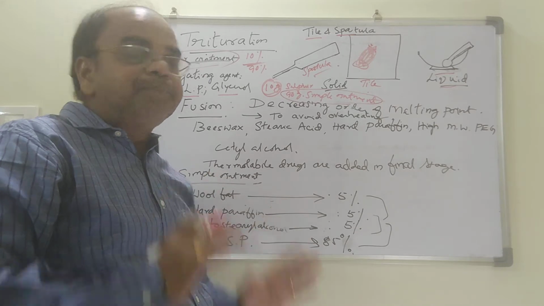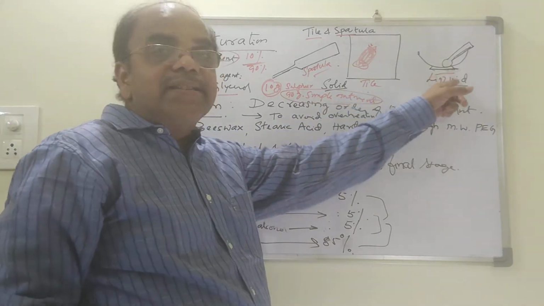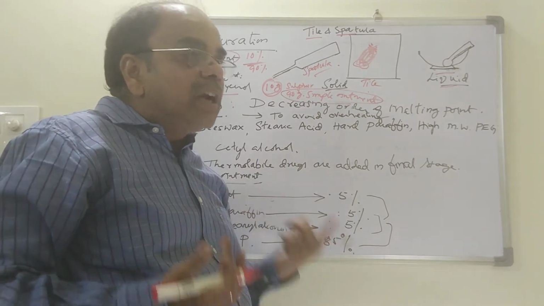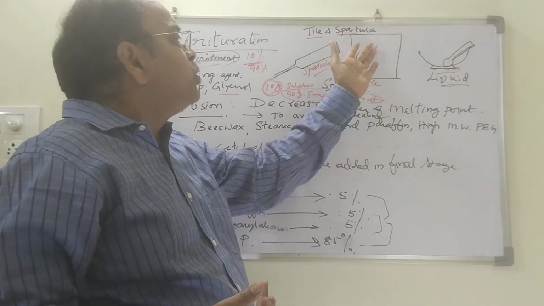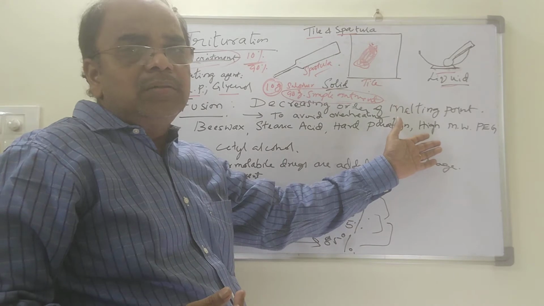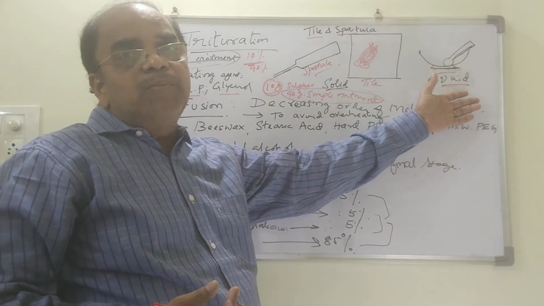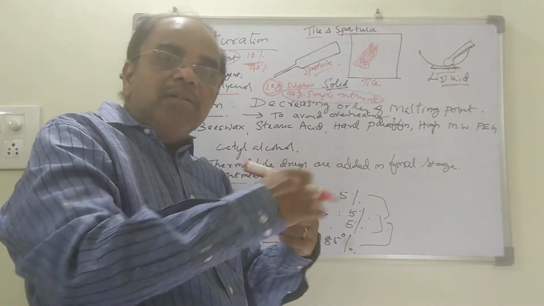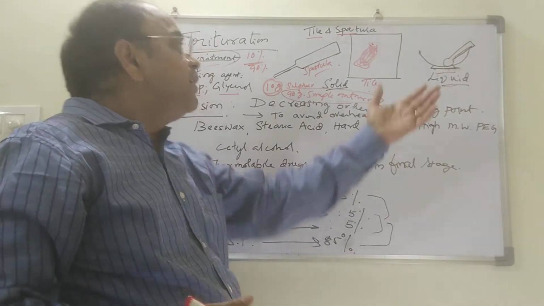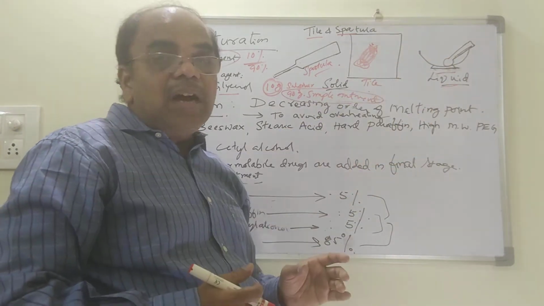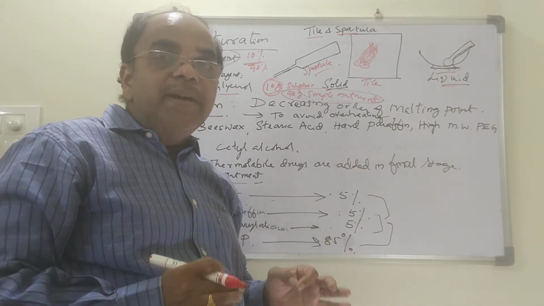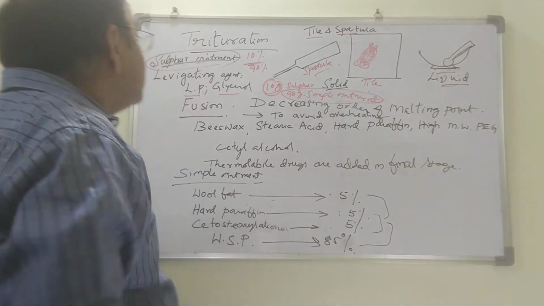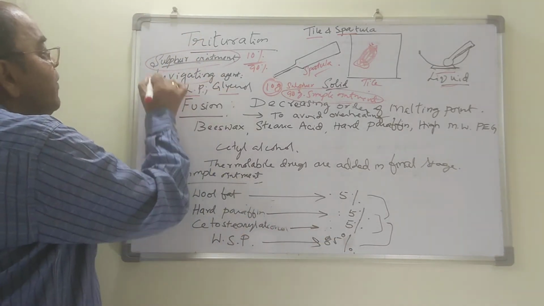Suppose the drug is a liquid medicament, we cannot use the tile and spatula method here. The reason is, if you pour the liquid, it flows out. So take the liquid here, add the base and mix it thoroughly. For the incorporation of the liquid medicament in the ointment base, we use the mortar and pestle method. Sometimes you take the help of a levigating agent.